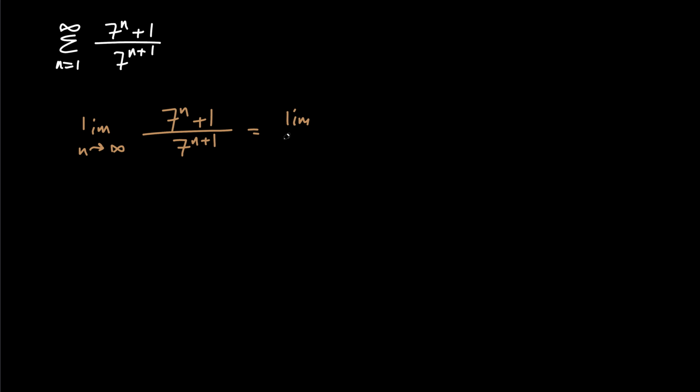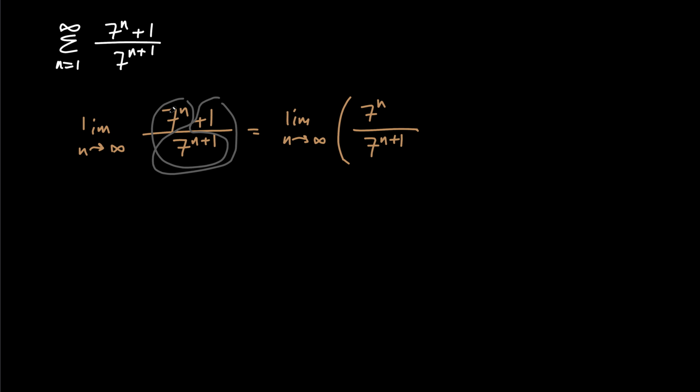I'm now going to do a bit of a rewrite so I can actually determine what this limit is going to equal. Here, I want to split these terms up. So I write 7 to the power of n over 7 to the power of n plus 1. That's the first term split up. And then the plus 1 gets its own denominator, 7 to the n plus 1. Okay, we're on the right track here.